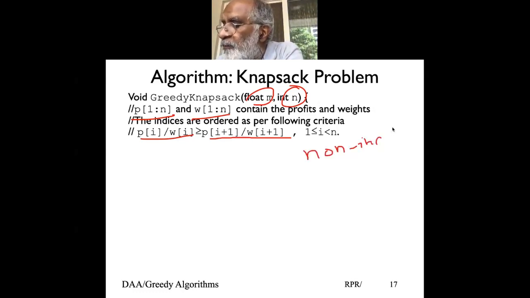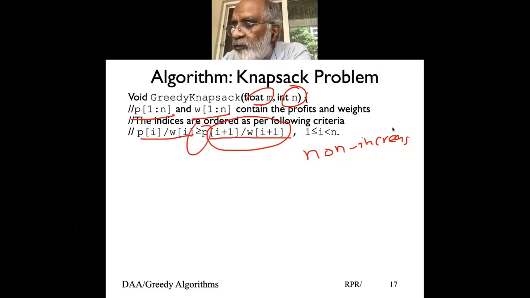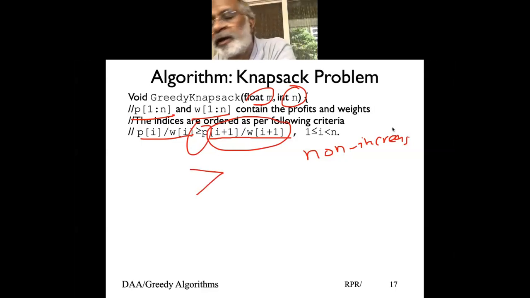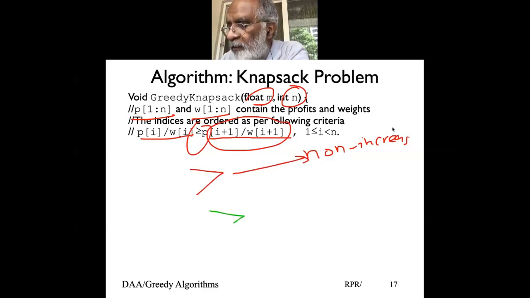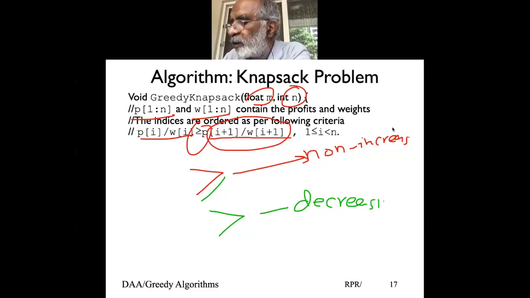non-increasing. Non-increasing means Pi plus 1 by Wi plus 1 is going to be less than or equal to the previous item. If it is decreasing, then this sign will only become greater than and not greater than or equal to. So this is non-increasing, and this would be decreasing. To understand the difference, you should be clear about that part.